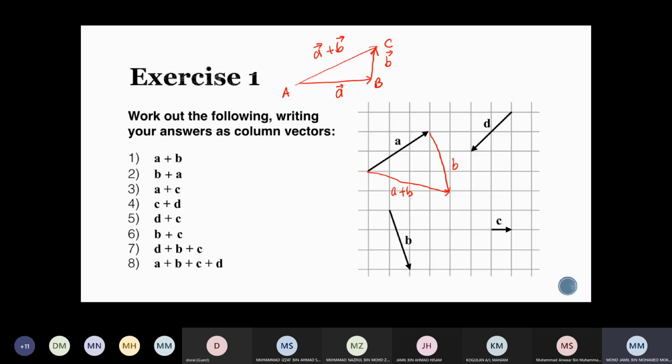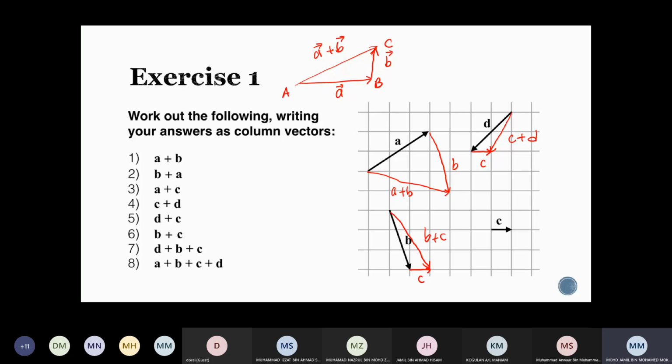So let's say we try question number 4, C plus D. So we have D here, and then we just draw C here. So C plus D is this vector. And then let's try B plus C, number 6. So we have B and then C. So B plus C is this. Okay, so tak ada yang negatif.